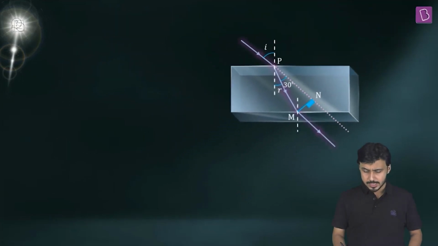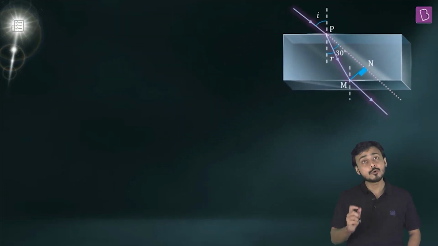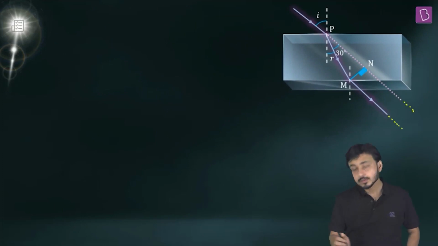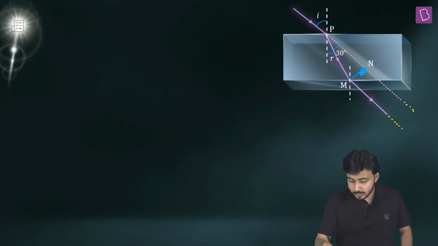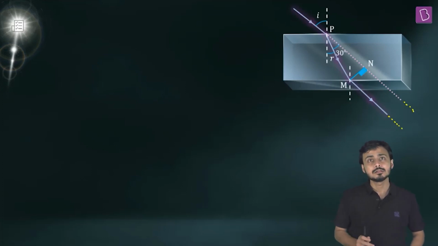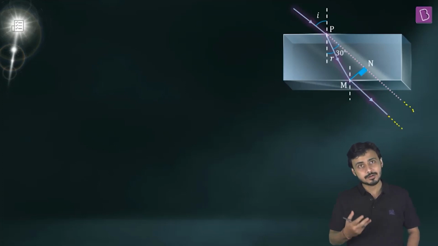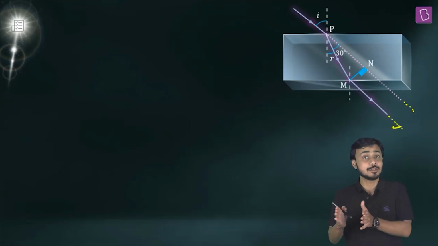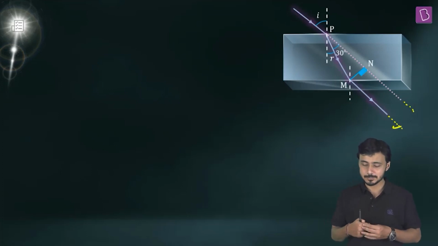Okay. And then what are you supposed to get? You're supposed to get the perpendicular distance between the initial incident ray and the direction of final emergent ray. That means you're supposed to get MN. That is the lateral shift, right? We just have discussed. This is the lateral shift, the perpendicular distance between the initial incident ray and the final emergent ray. That we know as lateral shifting, correct?